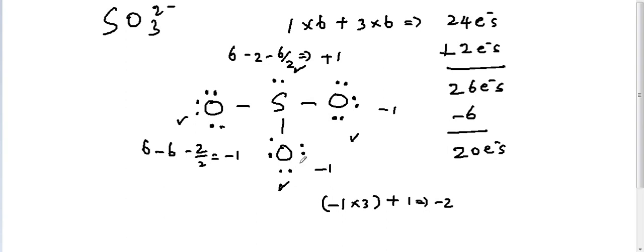Can you predict whether this ion is planar or non-planar? You could see the lone pair over the central atom. Hence, the ion is non-planar.